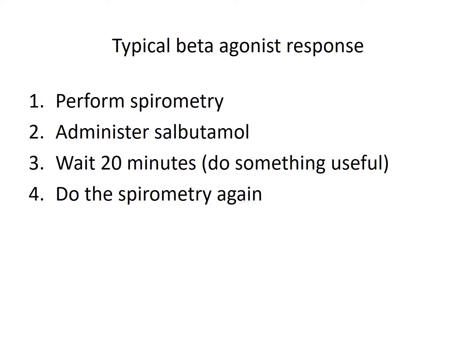So just so we're on the same page, this is what I mean by a typical beta agonist response. First of all, we do spirometry, then we get salbutamol into them, and you may critique their inhaler technique while doing so. You wait 10 to 15 minutes, and maybe do some other tests in between, and then do the spirometry again at the end.